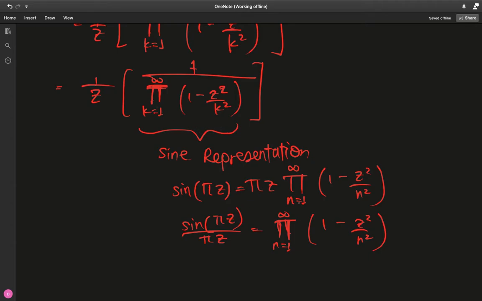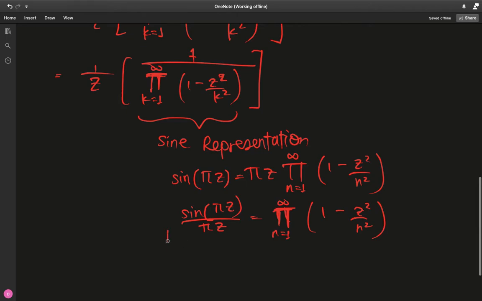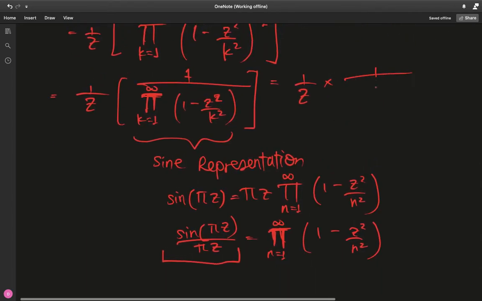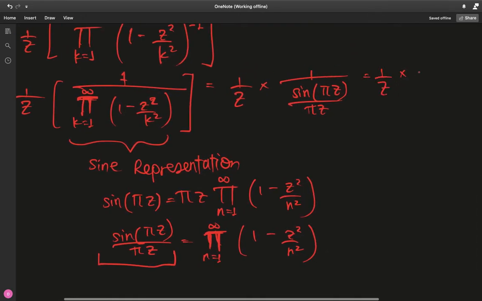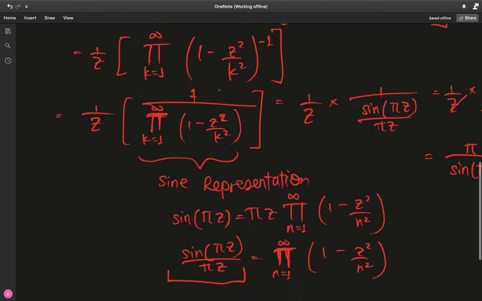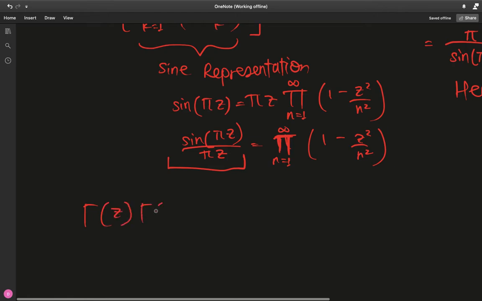Here the only difference is instead of n we have a k. We can make that change because that's anyway the index of the infinite product that we have at hand. So this expression in the denominator is just sine of pi z over pi z. So 1 over z times 1 over sine of pi z over pi z, which can be written as 1 over z times pi z over sine of pi z. The z's will cancel out. You get pi over sine of pi z. And that's exactly the right hand side we wanted to prove, right? So hence proved, gamma of z times gamma of 1 minus z is equal to pi over sine of pi z.